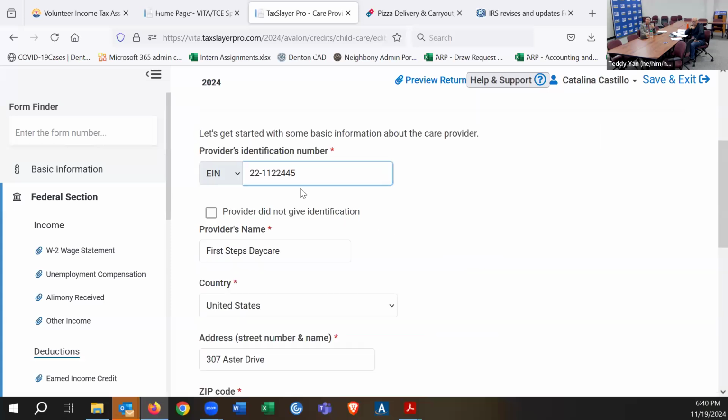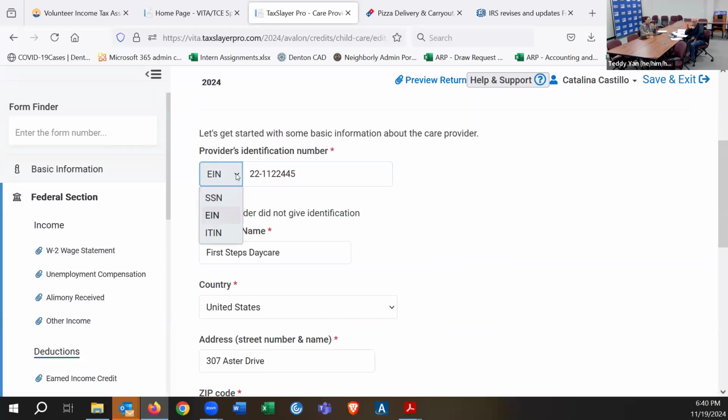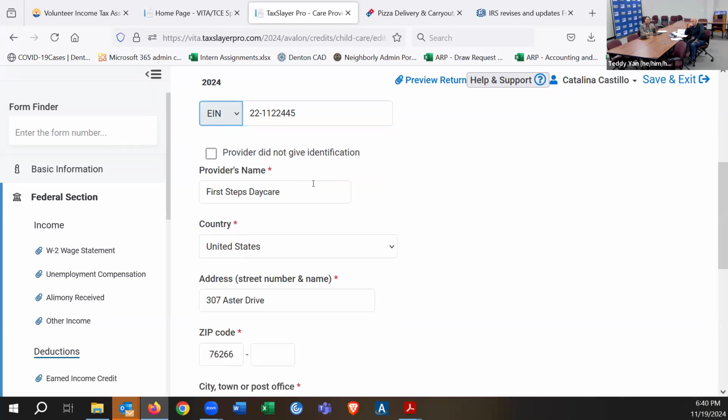Put their EIN. Some people provide daycare out of their own home, family childcares, in which case, oftentimes they will not have an EIN. They will not have a business of their own. They'll just be operating their own small business Schedule C off of their own social. So it's entirely possible you may get a letter where someone just has a social security number. If you need to switch that around, then you can do so with this menu. Select the proper type of identification number, enter the identification number here.